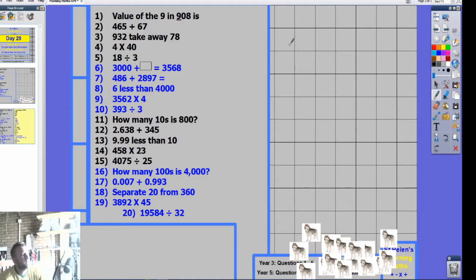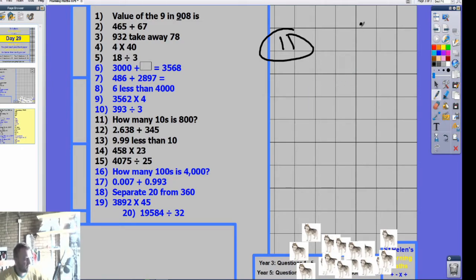Let's keep going. How many 10s are there in 800? Oh, this is an interesting one. Year 5s, this is an interesting one. I've written the questions down again. How many 10s are there in 800? You could be that person and just write the 10 times there until you get to 100. Or you can understand how many 10s fit into 800.